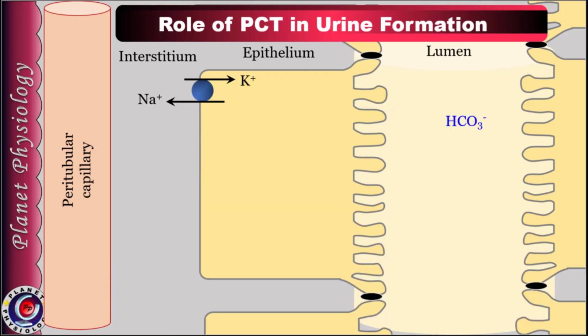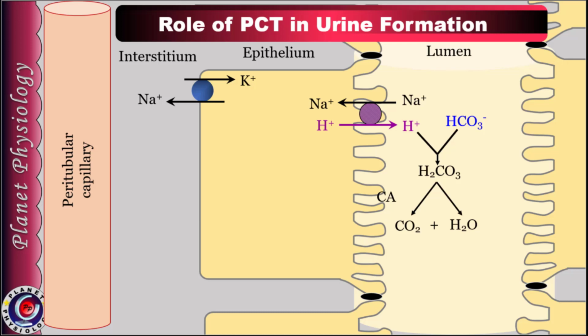Now coming to bicarbonate reabsorption, it is coupled with secretion of hydrogen ions. Pars convoluta of PCT possesses sodium-hydrogen countertransporters which reabsorb sodium in exchange for hydrogen ions. These hydrogen ions combine with the filtered bicarbonates to form carbonic acid in the lumen of PCT. Carbonic acid being a weak acid, it splits into carbon dioxide and water, and both these products diffuse into the epithelial cells. Within the epithelial cells, carbon dioxide combines with water to form carbonic acid.